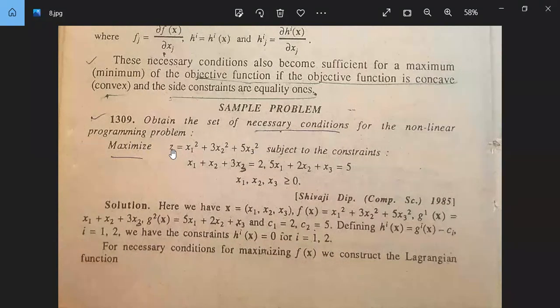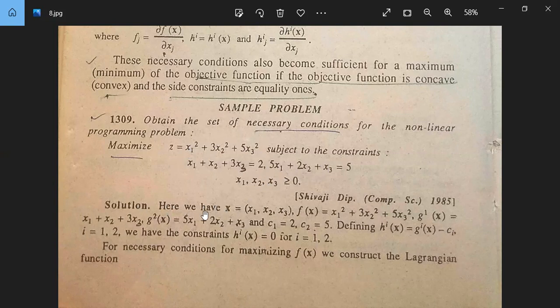ये प्रॉब्लम आपका है मैक्सिमाइज z is equal to x1 square plus 3x2 square plus 5x3 square subject to the constraints x1 plus x2 plus 3x3 equal to 2 and 5x1 plus 2x2 plus x3 equal to 5, where x1, x2, x3 all are greater than 0. The non-linear function हो गया, this is linear, and they are equality constraints. So this problem is a non-linear programming problem.